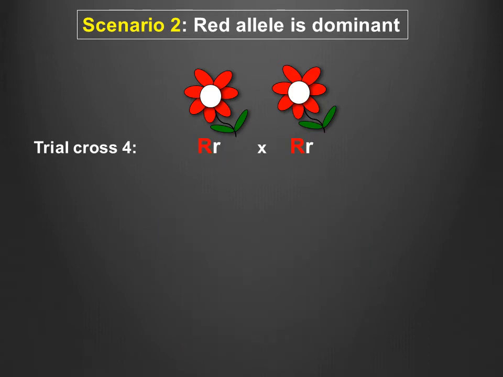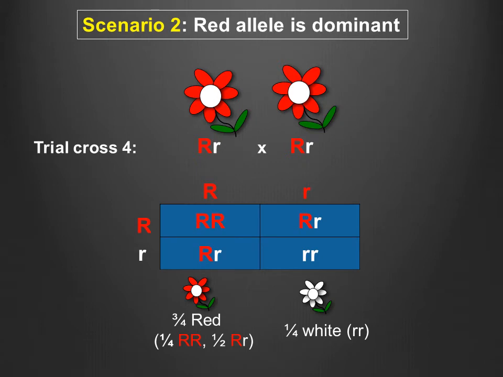Finally, in the scenario that the red allele is dominant, a cross of two heterozygous plants would result in 3/4 of the offspring being red-flowered and 1/4 being white-flowered.